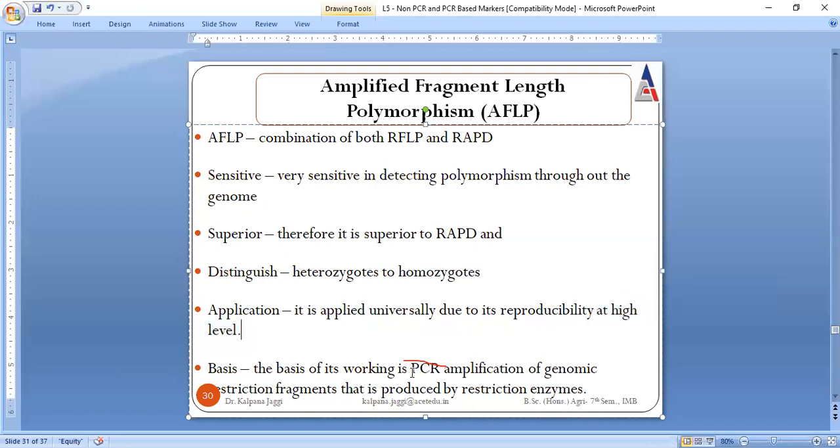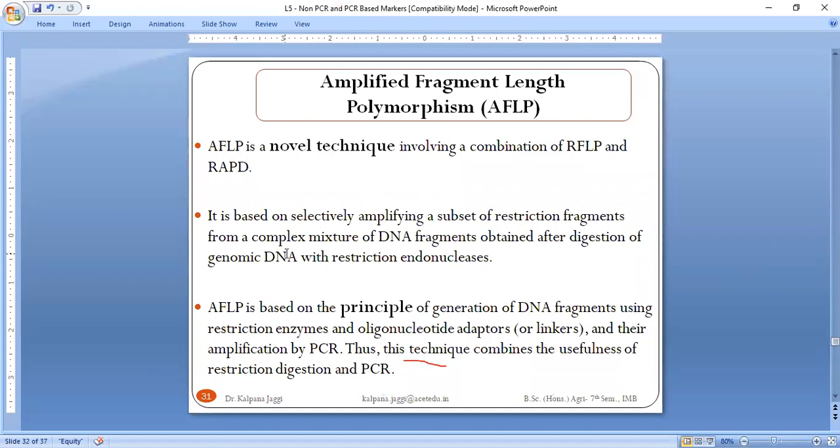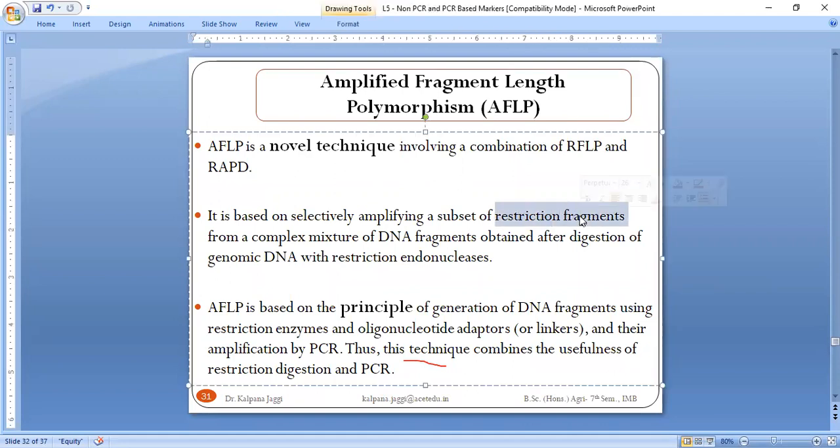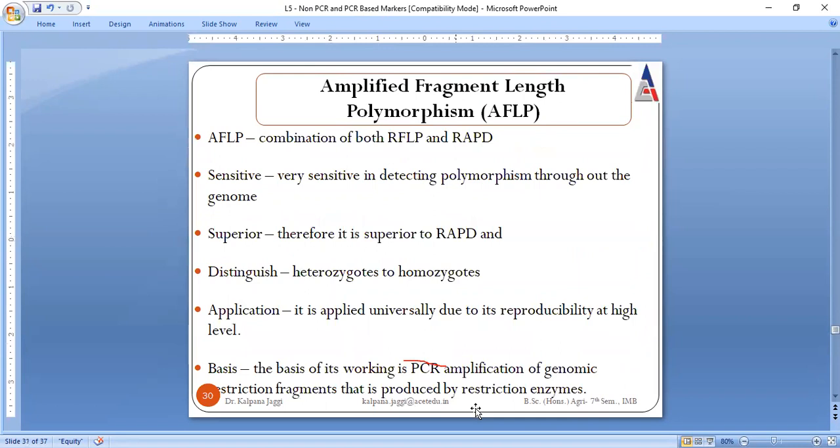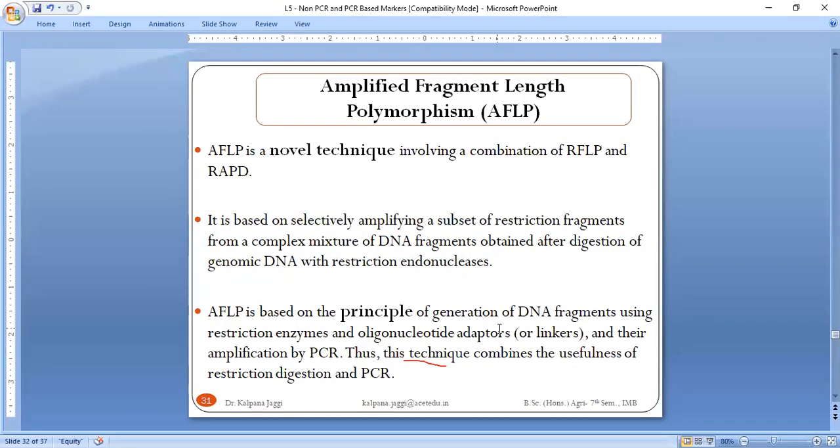But the basis of it is PCR amplification only. But it is very important, because here is the combination of the two techniques. It involves PCR amplification, and it involves the production of random fragments. So here amplification of the restriction fragments that are produced will be taking place. It is a novel technique, and it is based on amplifying certain restriction fragments. That I have told you in this step only. This is the basis of this procedure.